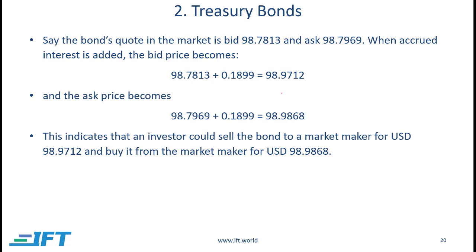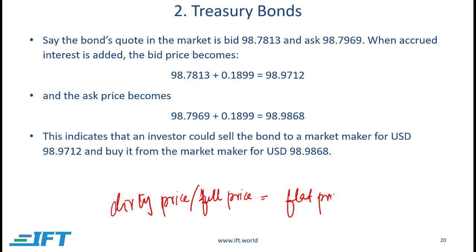Fantastic. So now, what do you do with that accrued interest? How do you calculate something called the dirty price, right? What is the dirty price, also called full price? Full price. It's basically your flat price plus your accrued interest. So just like with that example, I was telling you that the price is 100, and then it goes up to 102, and then comes back down to 100. So let's say your flat price is 100 and your accrued interest, in our first example, was $1. So the full price or dirty price was 101.